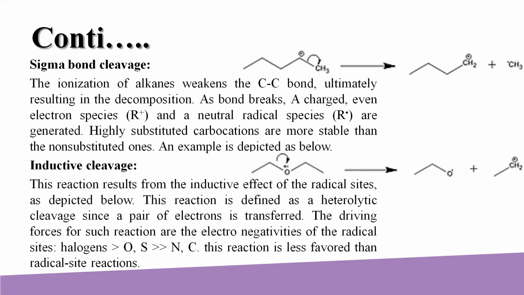Next is sigma bond cleavage. The ionization of alkanes weakens the carbon-carbon bond, ultimately resulting in decomposition. As the bond breaks, a charged even electron species R plus and a neutral radical species R are generated. Highly substituted carbocations are more stable than non-substituted ones. For example, you could see in this structure that CH3 releases an electron, the bond breaks and gives an electron, and this structure is formed.